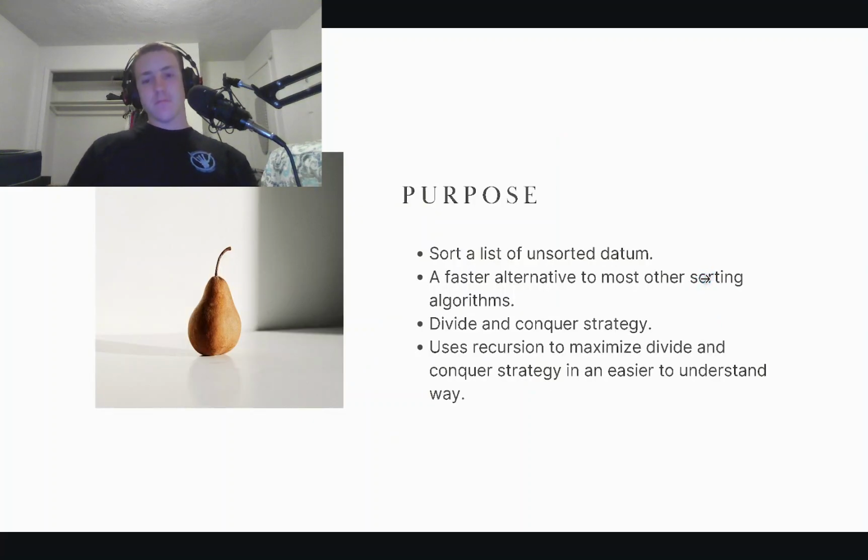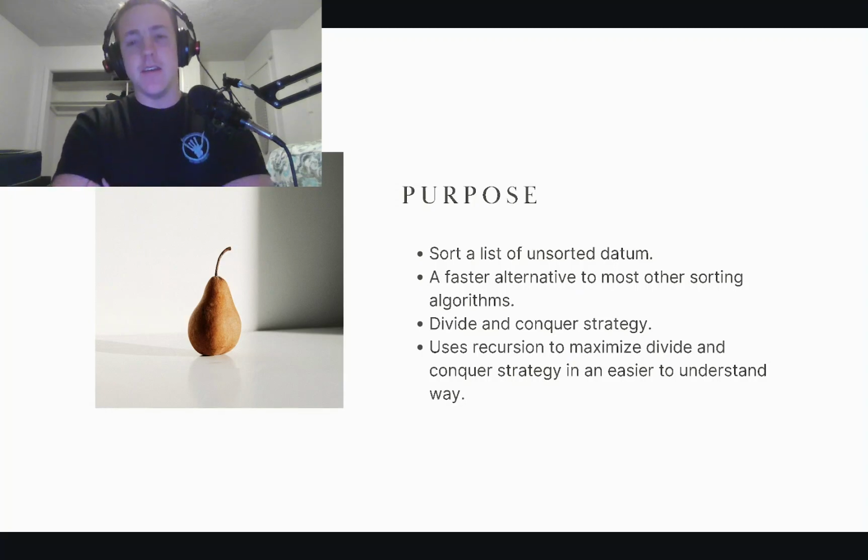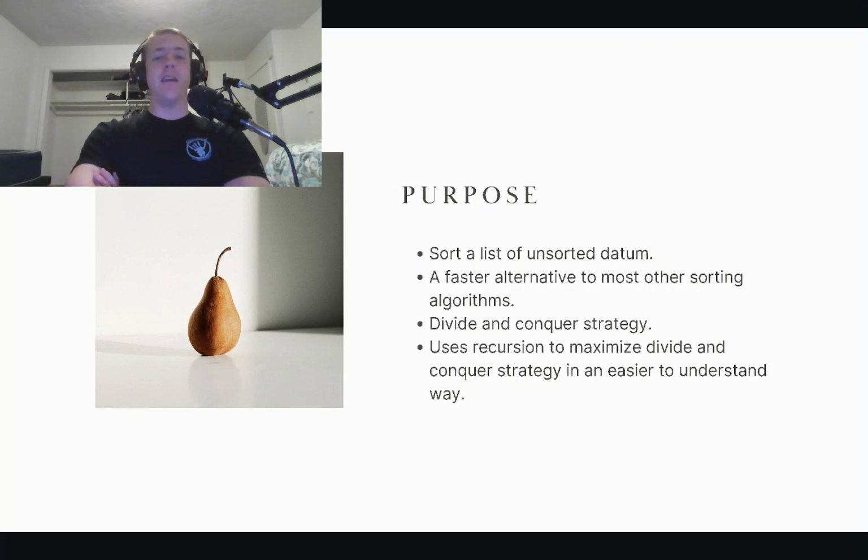So let's talk about the purpose of a quicksort algorithm. A quicksort algorithm is like any other sorting algorithm. You are going to use it pretty much to sort any unordered list, just any unsorted data, is the way I worded it here in the presentation. It's kind of in the name, it's a quick sort. It does this in a very efficient manner.